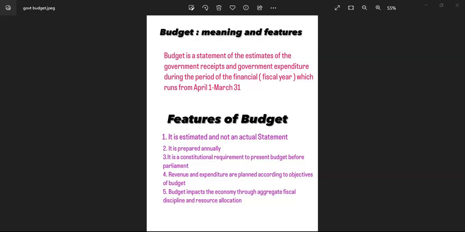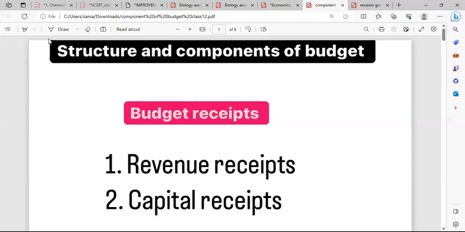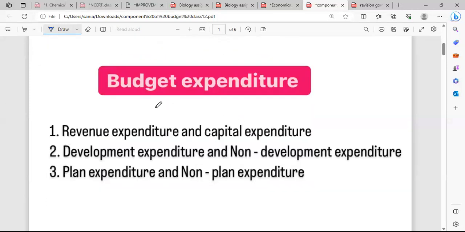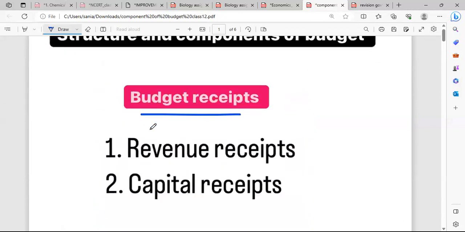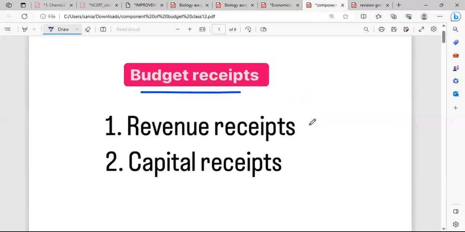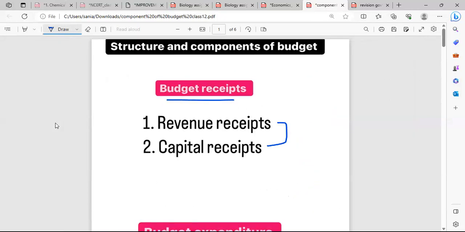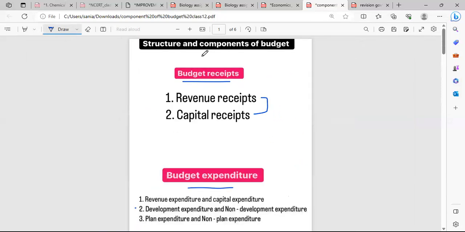Okay. Now let's start with the structure and components. Structure and components means it includes budget receipt and budget expenditure. So what is budget receipt? In budget receipt, you have revenue receipt and capital receipt. And in budget expenditure, you have revenue expenditure, capital expenditure, development expenditure, non-development, plan and non-plan. Though development and plan are not part of it, still we will discuss it. So first you will write structure and components of budget. You can make it like this: one side budget receipt, 1, 2, and one side budget expenditure, 1, 2, 3. Clear? Yes, ma'am.